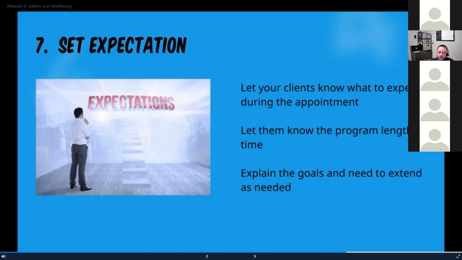Number seven, set expectations. This is where you let the clients know what to expect during the appointment. Let them know the length of the appointment. Tell them that you're unable to extend that further because you have other appointments. And just explain the goals and what your point is. This will, one, keep you on time. But number two, some of these patients that we discussed before are lonely. They just want somebody there, and you'll get wrapped up there for hours if you can't step out.